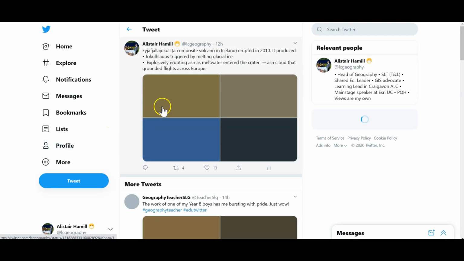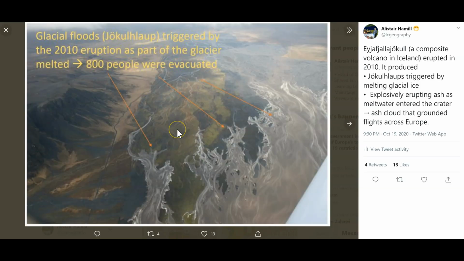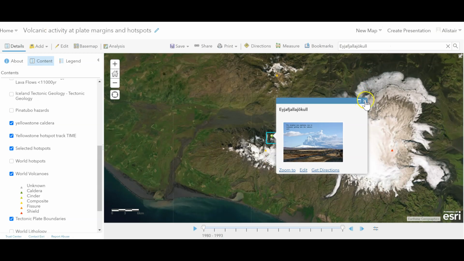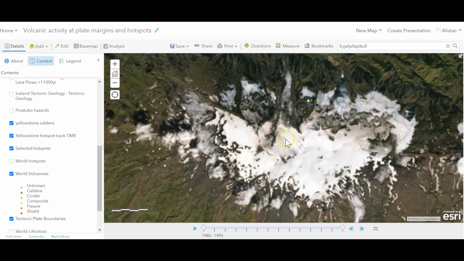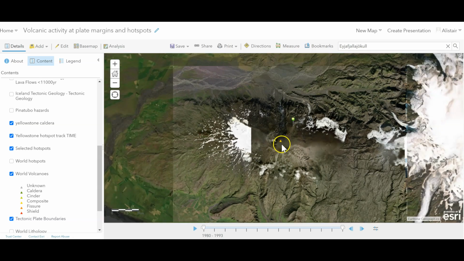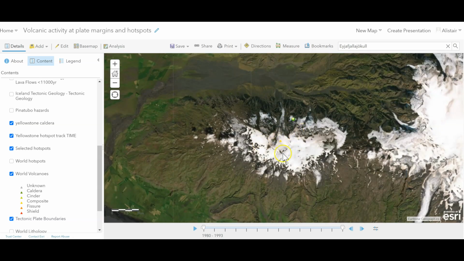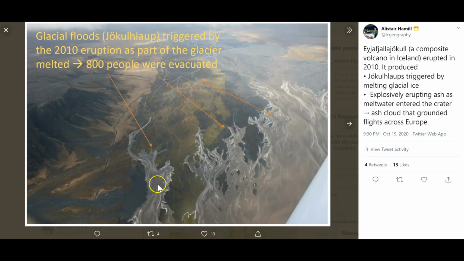I'll have a bit of a look here. So it triggered what are called jökulhlaup. My Icelandic is rubbish, which is basically the melting of the glacial ice. As you saw here, a glacier is sitting on top of the volcano here. And whenever it erupted, it melted some of the glacial ice, and you got these floodwaters that are produced. These are glacial floodwaters that are produced by volcanic eruptions.